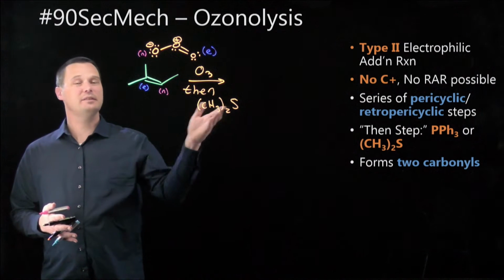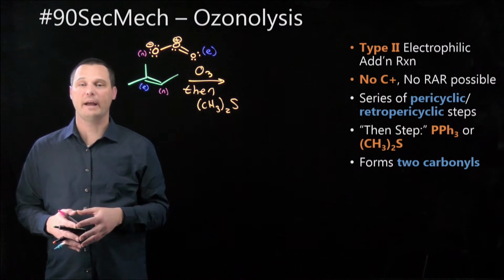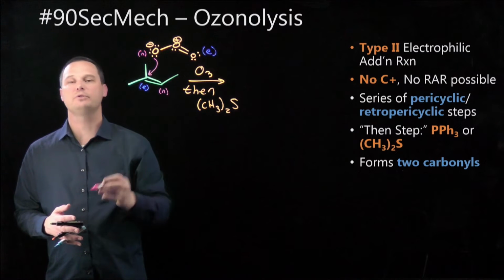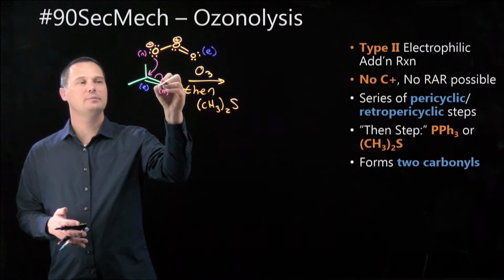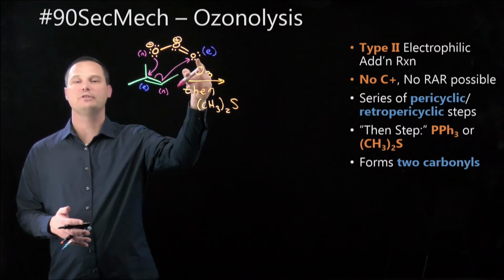Ozonolysis is a series of pericyclic and retropericyclic reactions. The oxygen negative charge will attack the more substituted side of the alkene. That builds up too much electron density around this carbon, so the pi bond will break. The less substituted side will use those electrons to attack the oxygen involved in the double bond.